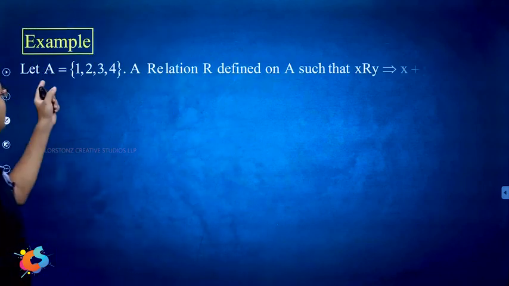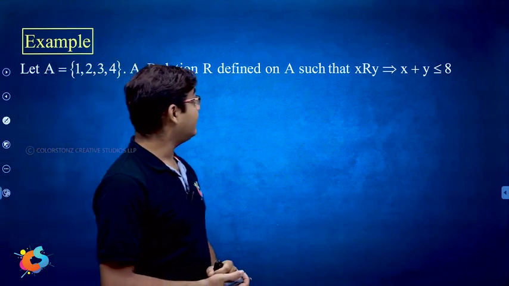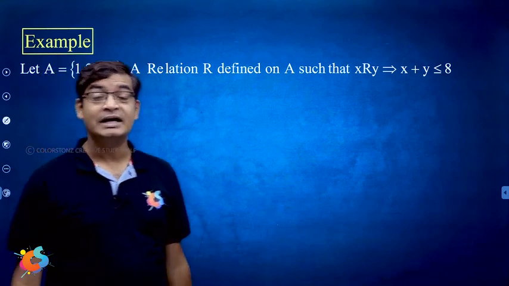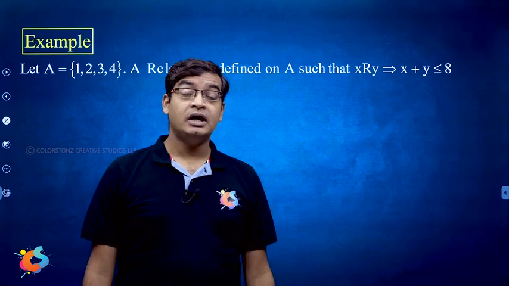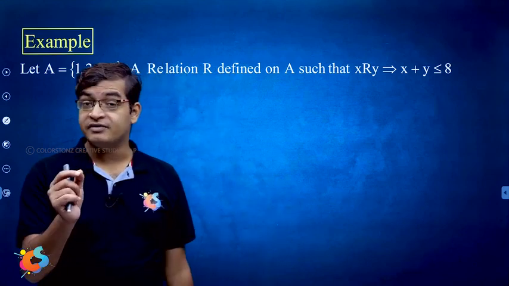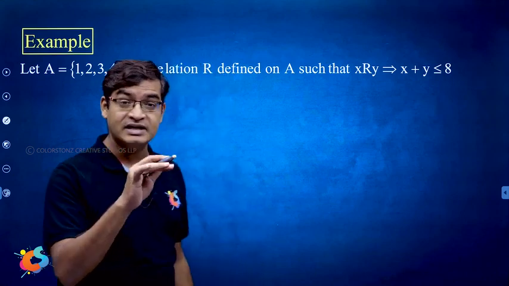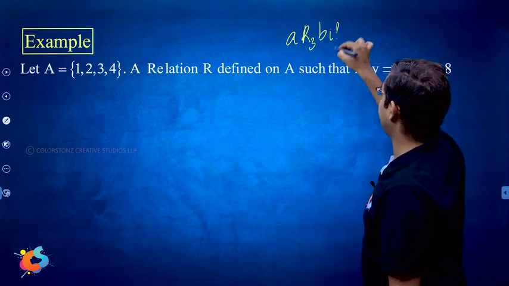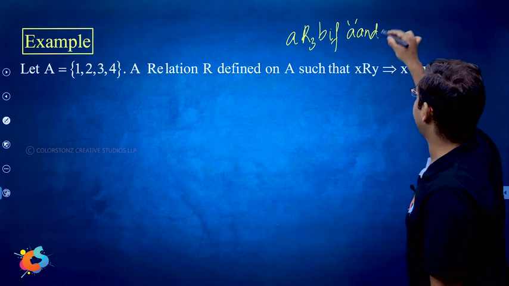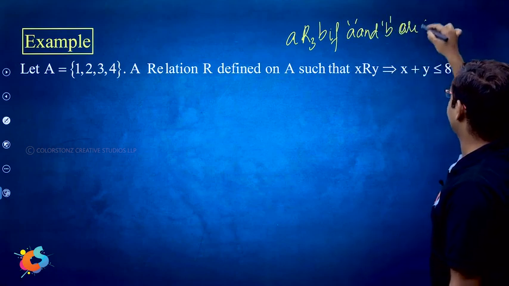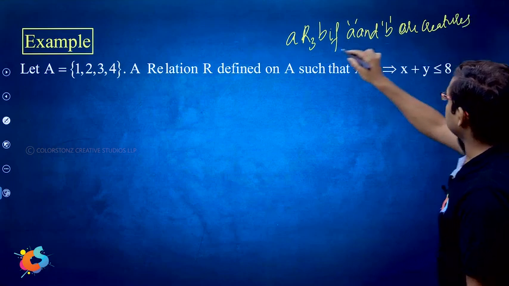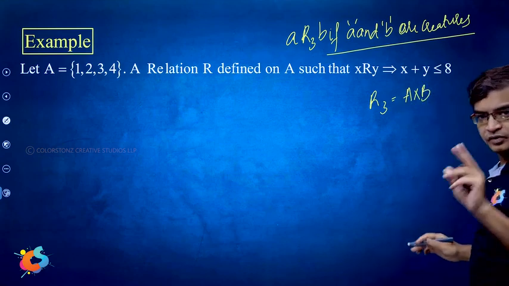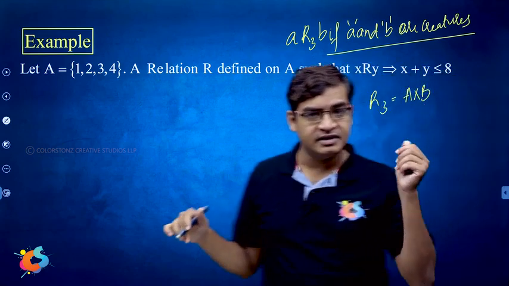Let us take an example. Let A be equal to {1, 2, 3, 4}. Let R be defined on A such that x R y implies x plus y is less than or equal to 8. Before we get into this one, we have taken one example just before, in the general example, where we said that a R3 b if a and b are creatures. So in this relation R3, we got R3 equal to A cross B there, right? The same type of thing we are discussing here.